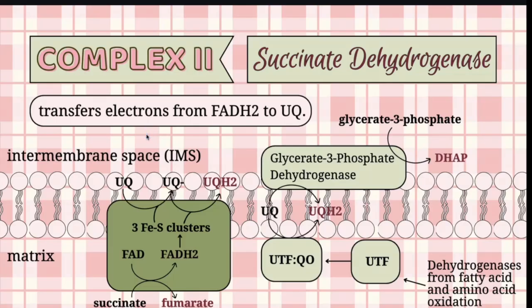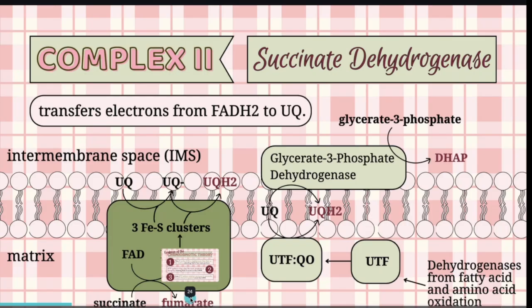Do you guys want to revise the structure? Can anyone remind me of the structure of succinate dehydrogenase? It contains 4 subunits: SDHA, SDHB, SDHC, SDHD. Okay? And SDHA is a flavoprotein. That means it contains FAD. And this is basically where succinate is going to be converted to fumarate, and it donates 2 electrons to FAD, converting it to FADH2. Okay?